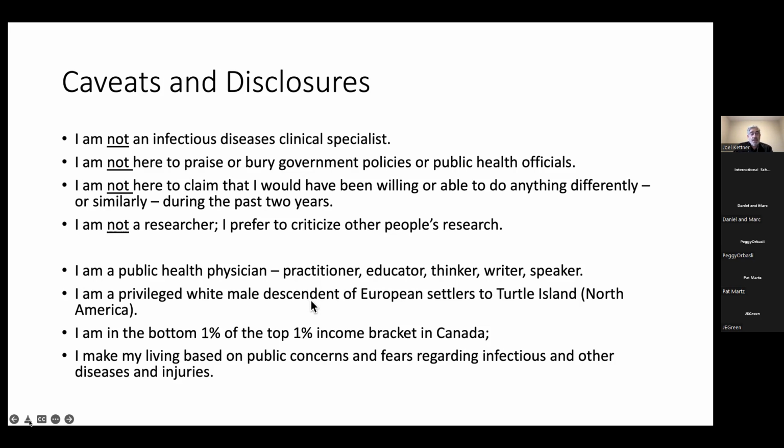So, yeah, I always try to make it clear that I come from a perspective of bias and conflict of interest, as I think we all do. I'm a privileged white male descendant of European settlers to Turtle Island or North America. I'm in the top 1% income bracket, although I'm at the bottom 1% of that bracket. And I make my living largely based on public concerns and fears regarding infectious and other diseases and injuries.